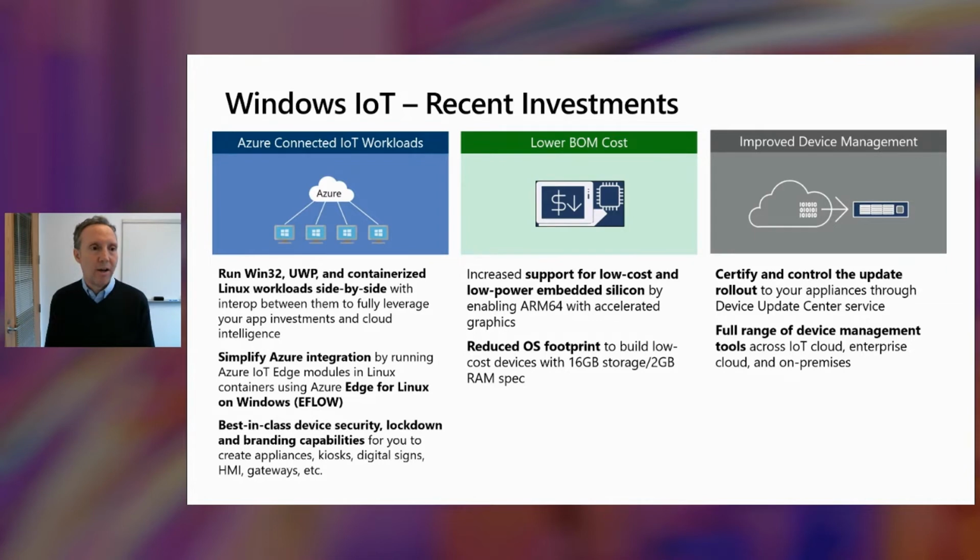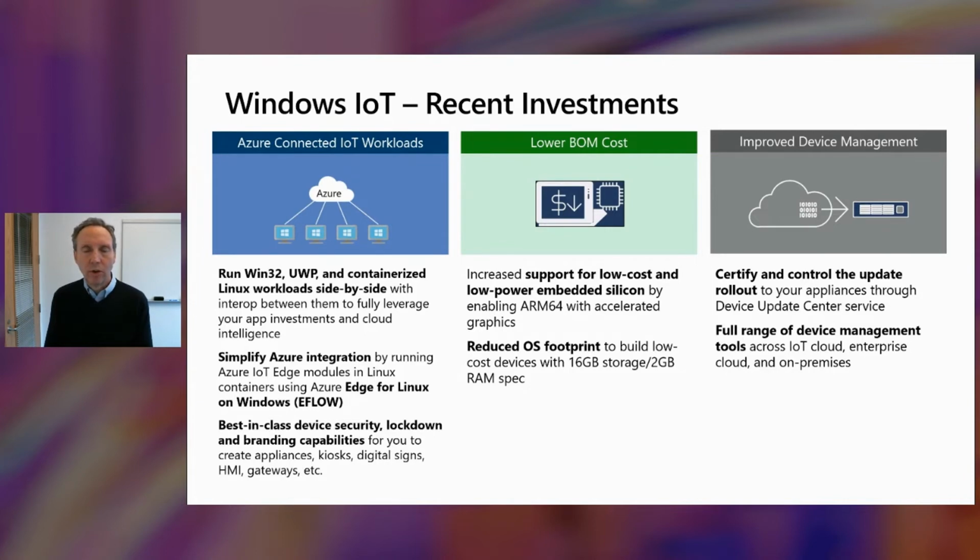So the first one I talked about making it easier to connect to Azure from Windows IoT devices. Last summer, we launched what we call Azure Edge for Linux on Windows, or EFLOW, which allows you to do two things: run those Linux containers on your Windows device, but also it automatically connects to Azure IoT. In addition to that, the fact that security becomes more important as you connect. So we brought a number of security and lockdown features to Windows IoT, so you can really lock down that experience and have the security you need.